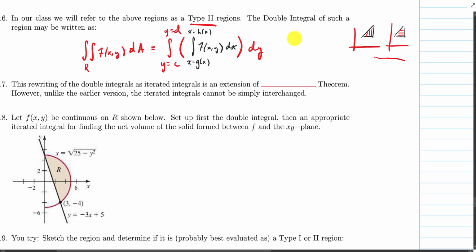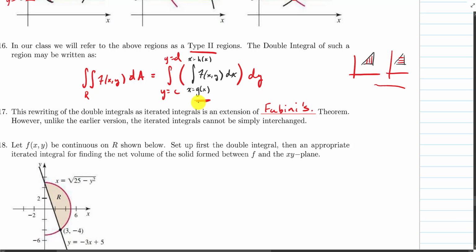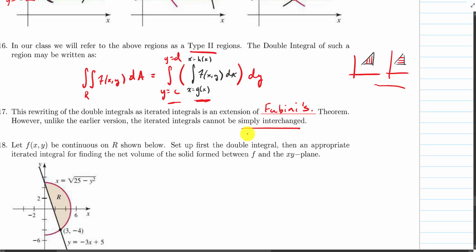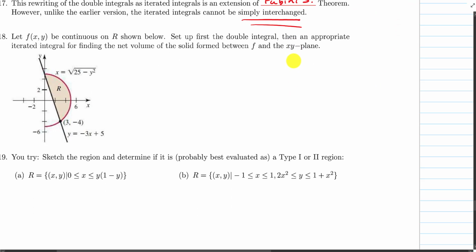Okay? This rewriting of the double integrals as iterated integrals is simply an extension of Fubini's theorem. However, unlike the previous version, because notice that this has a function here and this is a constant, I cannot simply interchange the limits. Now, there are some cases where you may be able to integrate it either way, but it will involve using some inverse functions. So in general, you can't think of just simply rearranging the order of integration with these problems. Okay, so now let's go ahead and look at this region R.